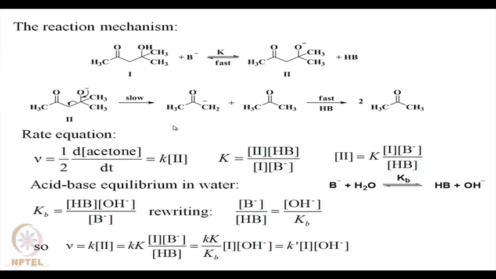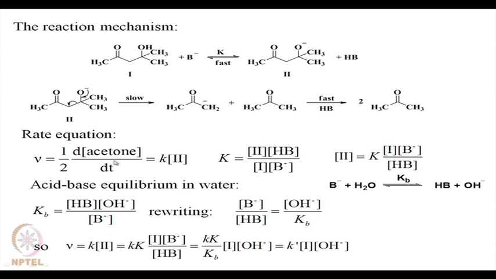So, what is the reaction mechanism? In presence of base, it is a fast equilibrium. This proton is snatched by B- producing HB, and then the slow decomposition. So, this charge is pushed back, and then this bond is ruptured, producing these two, and then ultimately from water it takes up one proton to give rise to 2 molecules of acetone.